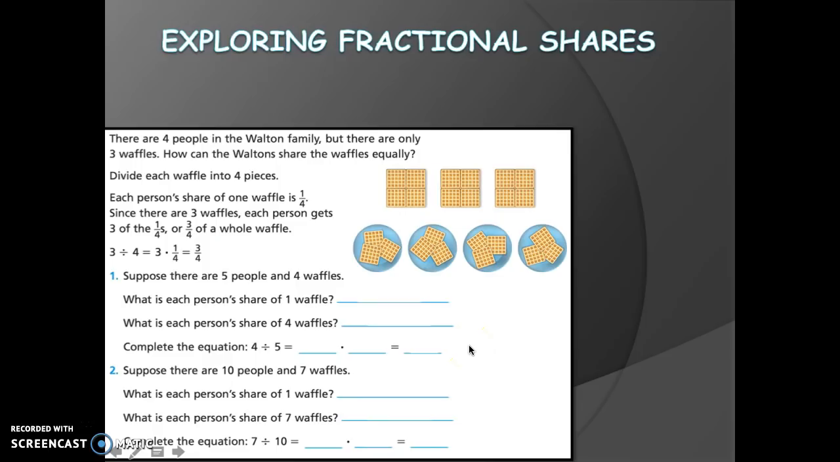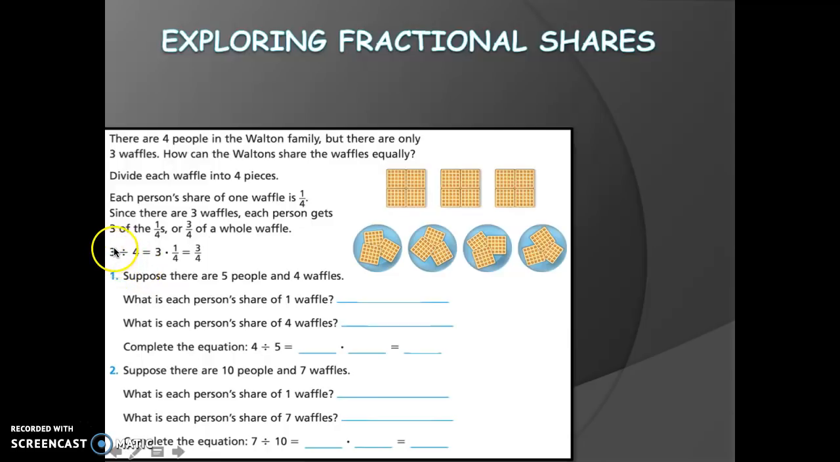All right. I want to give you an idea to kind of picture what this means. So we've got 4 people in the Walton family, but there's only 3 waffles. So either somebody's got to go without a waffle or we can share these. So the parents decided, well, let's share. We'll divide each waffle into 4 pieces. So then each person's share is a fourth. So we're going to take those 3 waffles, and each person, when we divvy them out, gets 3 of the fourths, or we would say they get 3/4 of a whole waffle.